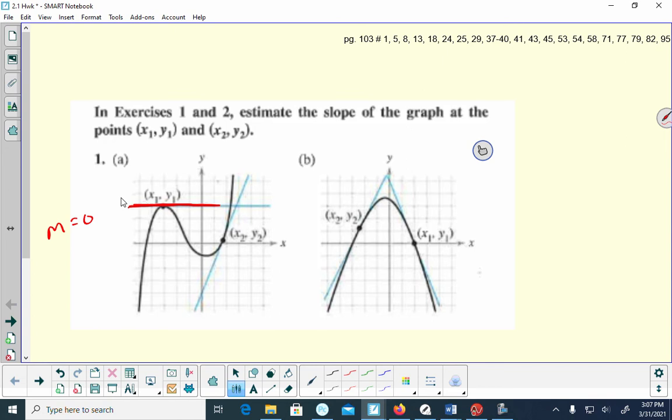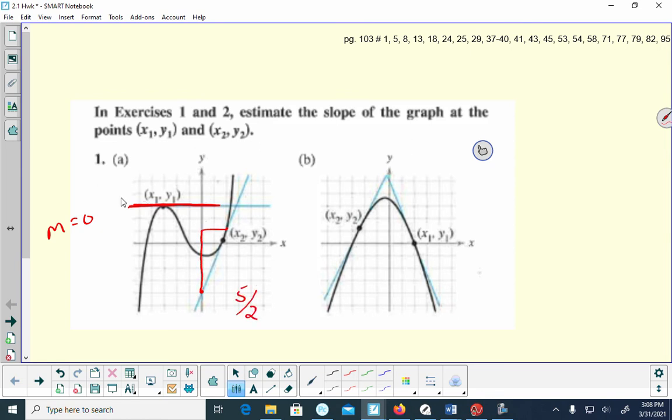The second one, I'm going to try and find two places where it crosses through. So here's one, and then here's another one. It looks like I'm going up 1, 2, 3, 4, 5, and over 2. So my slope is going to be 5 halves.